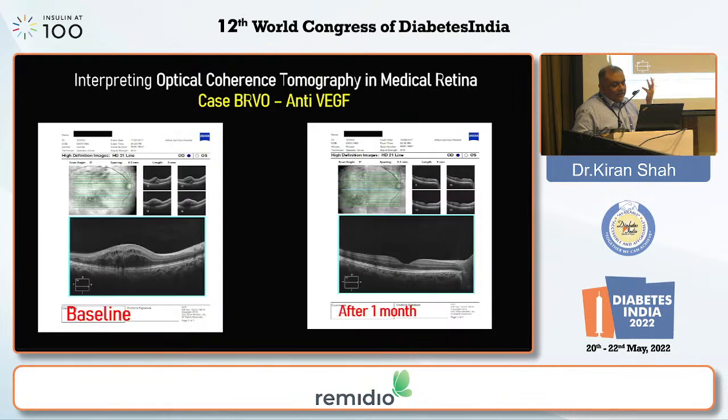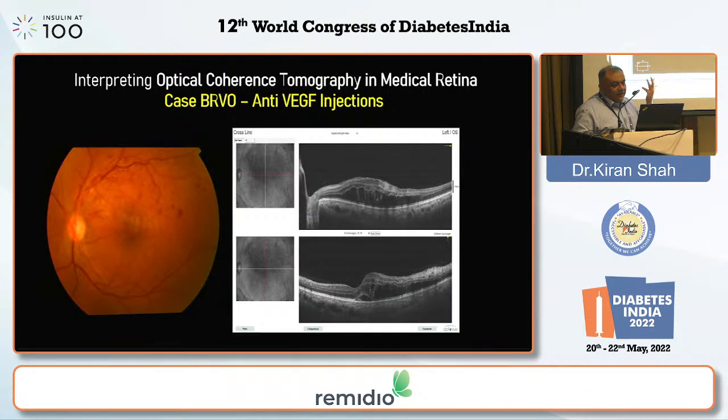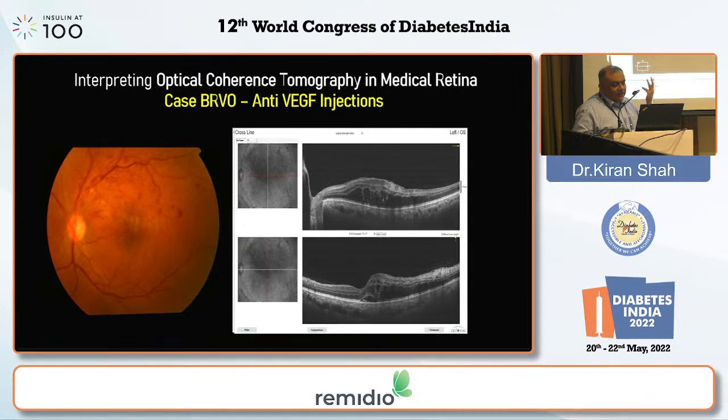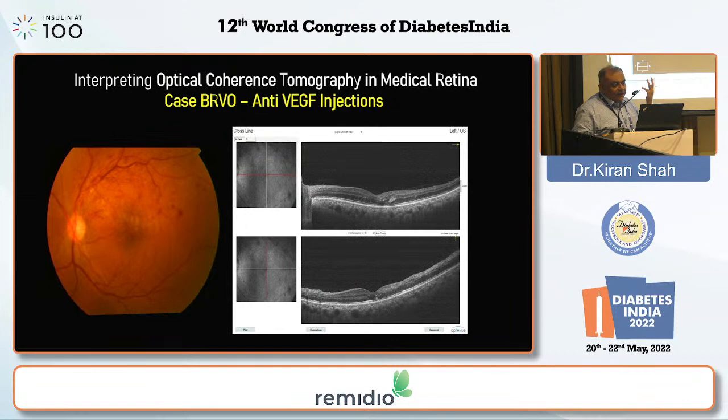Here is a patient with branch retinal vein occlusion, and you can see an anti-VEGF has been given, and subsequently after 1 month, you can see there is complete resolution of the edema. In this patient, again, there is branch retinal vein occlusion, you can see out there on the top in the fundus picture, and so he was given 1 dose and then 2 doses. In fact, this patient needed 2 doses of anti-VEGF injections.